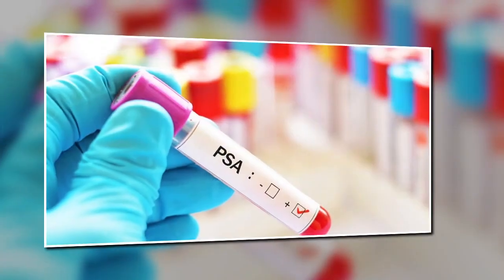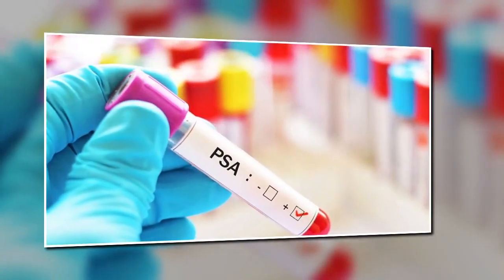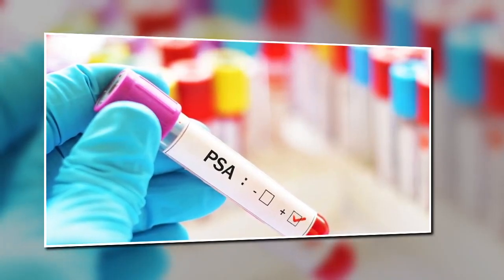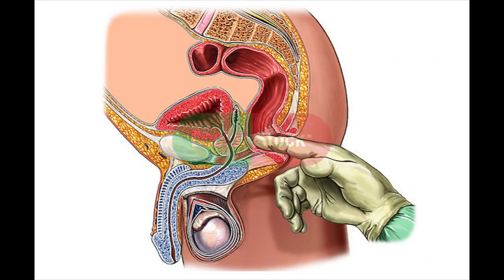Is there a test for prostate cancer? Yes. Healthcare providers use a blood test called a PSA test and an exam called a rectal exam to check for prostate cancer. In a rectal exam, your healthcare provider puts a finger in your anus and up into your rectum. He or she presses on the rectum wall to feel abnormal areas on the prostate. If your healthcare provider suspects you have prostate cancer, he or she will follow up with one or more tests.